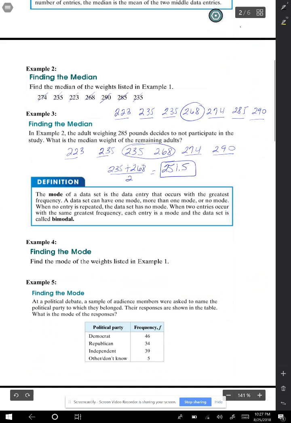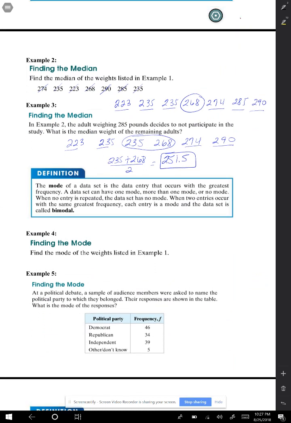Okay, the next measure is mode, and this is the easiest one. The mode of a data set is the entry that occurs with the greatest frequency. And very important, a data set can have just one mode, meaning there's only one number that occurs more than the other. It can have more than one mode, or it can have no mode. The no mode occurs when no entry is repeated. So if every entry was only written down once, then that data set would have no mode. If 2 entries occur with the same greatest frequency, then we call that a bimodal data set, because bi meaning 2, it has 2 modes.